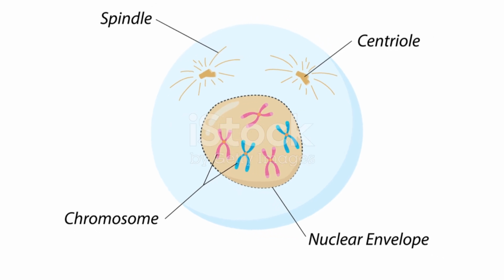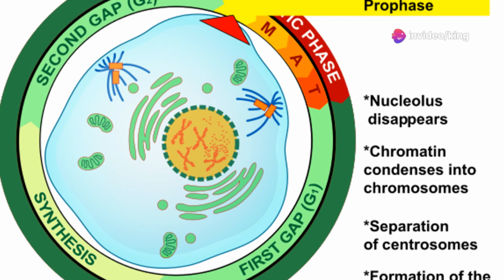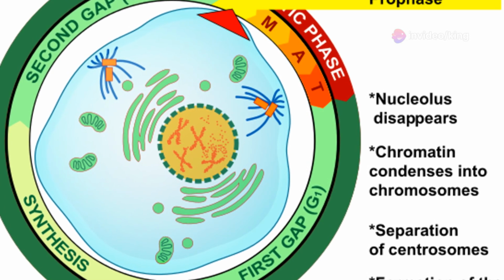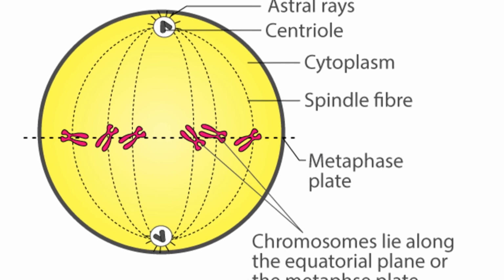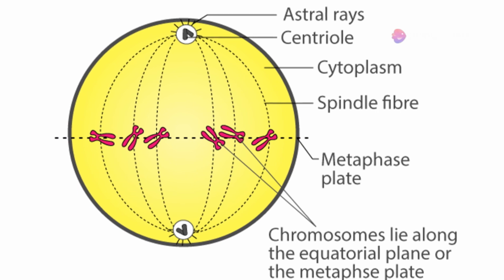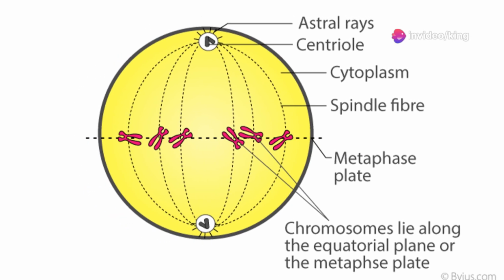This incredible process begins with what we call the prophase. Here, the chromosomes become condensed, the nuclear envelope breaks apart, and spindle fibers start to form. Then we move on to the metaphase, where chromosomes line up at the metaphase plate, like soldiers standing at attention, and spindle fibers latch onto the centromeres of each chromosome.